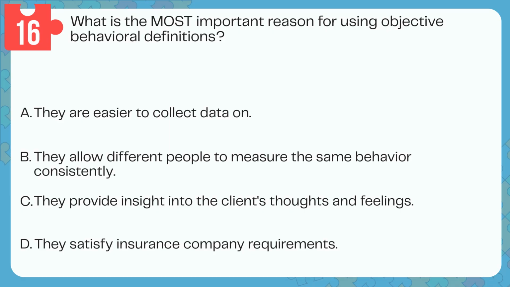Question 16. What is the most important reason for using objective behavioral definitions? A. They are easier to collect data on. B. They allow different people to measure the same behavior consistently. C. They provide insight into the client's thoughts and feelings. D. They satisfy insurance company requirements.